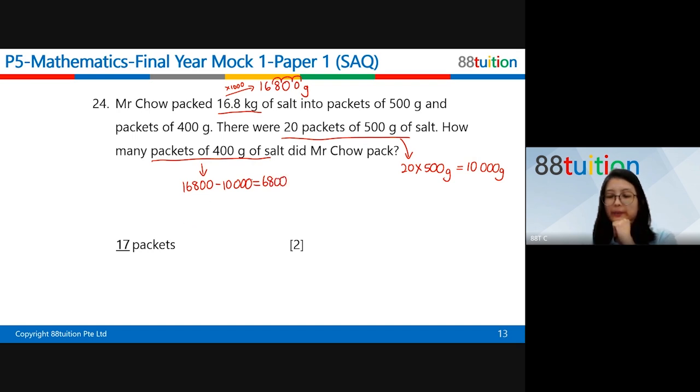And then you want to find the number of packets, right? So you take 6800 divided by 400. Okay, so basically the two zeros can cancel out, right? So in the end it becomes 68 divided by 4. So it's 17. Okay, now next.